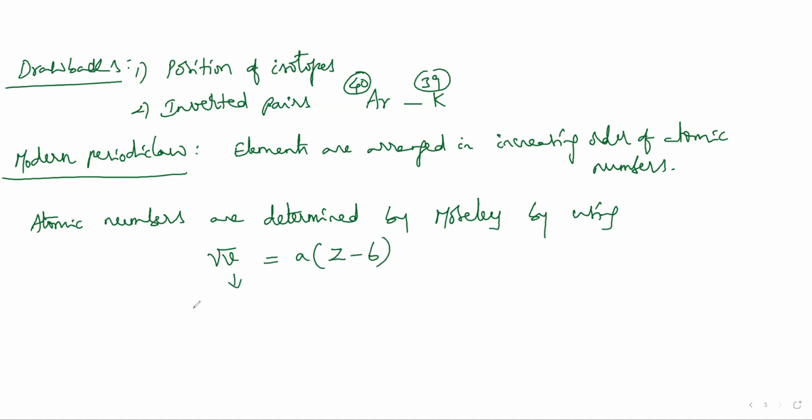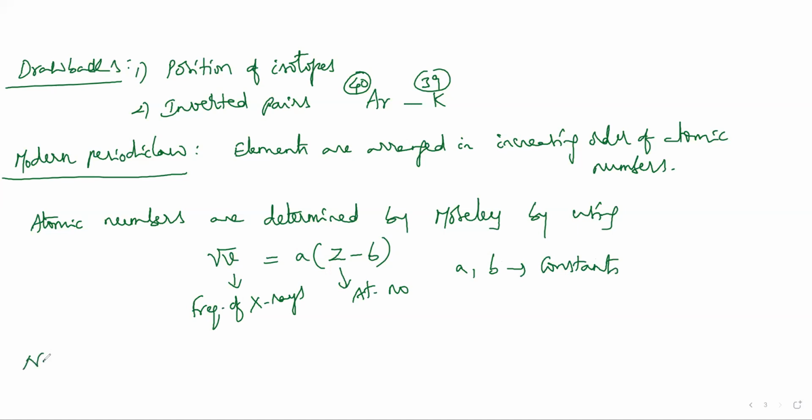What is nu? Frequency of characteristic X-rays. Z is atomic number. A and B are constants. So this is about modern periodic law, right?